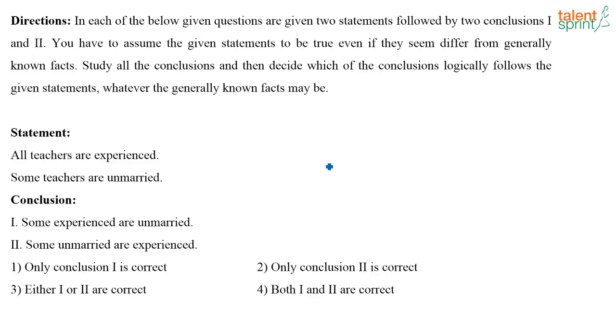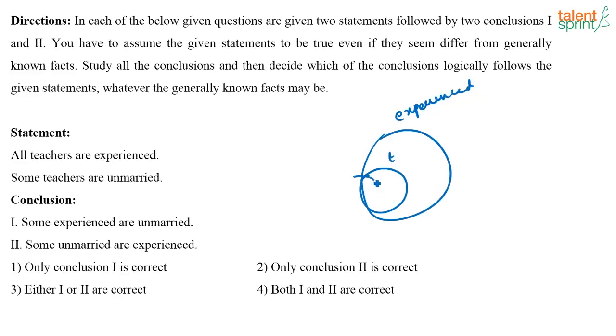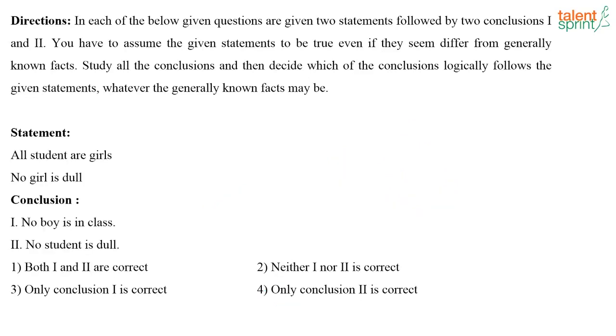A question on syllogisms. All teachers are experienced and some teachers are unmarried. So what is the first conclusion? Some experienced are unmarried. Yes, that follows. Some unmarried are experienced. That's also correct, just the converse of the first is given. So the correct answer is that both 1 and 2 are correct. That is option 4. Both follow. Next one.